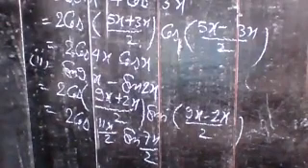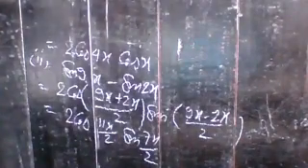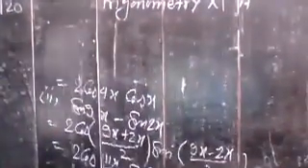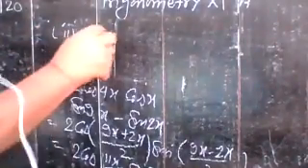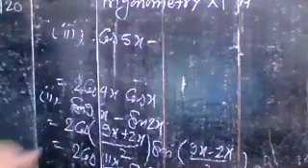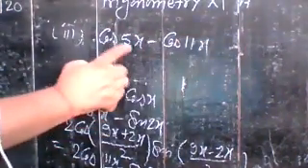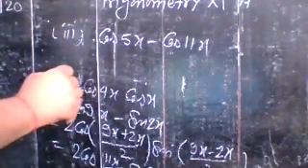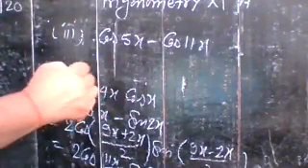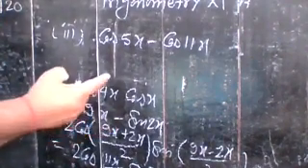In the same way, one more part is also there. Write the third part of it: cos 5x minus cos 11x. So that is in the form of cos x minus cos y, and cos x minus cos y is equal to minus 2 sine of x plus y by 2 into sine of x minus y by 2. Understand? So you apply that.